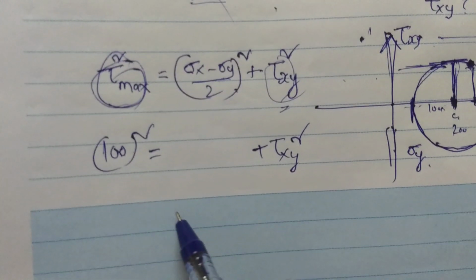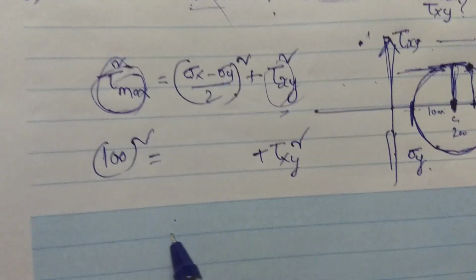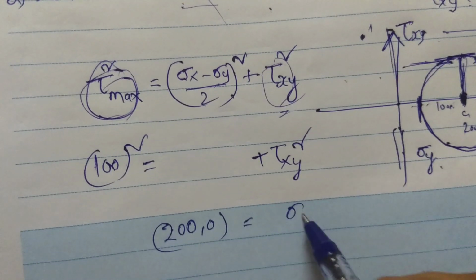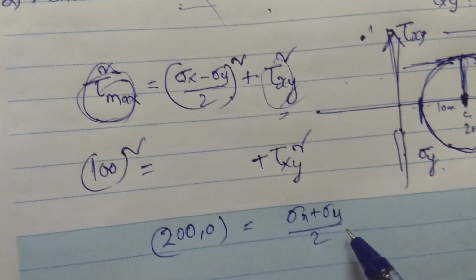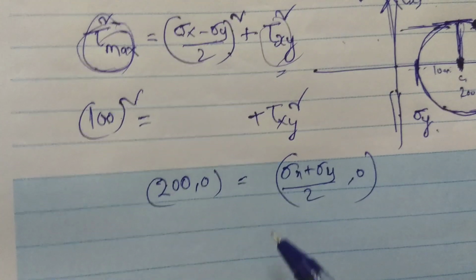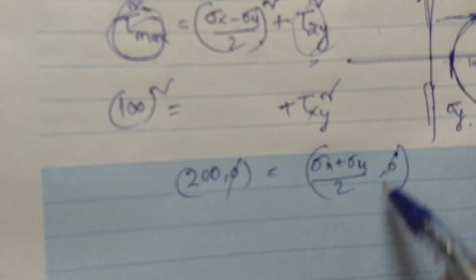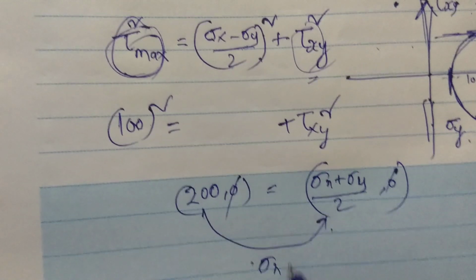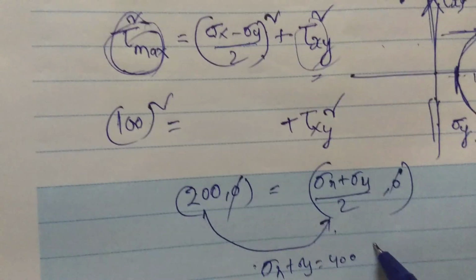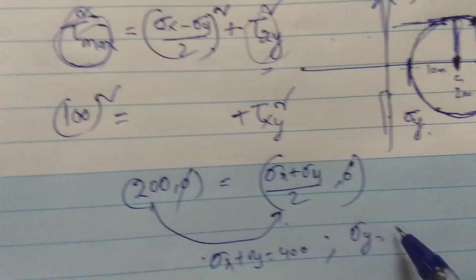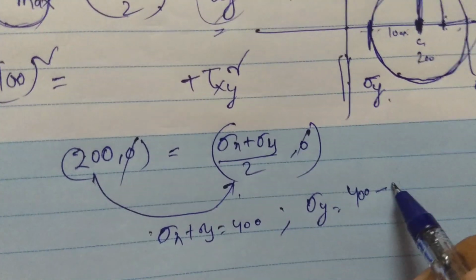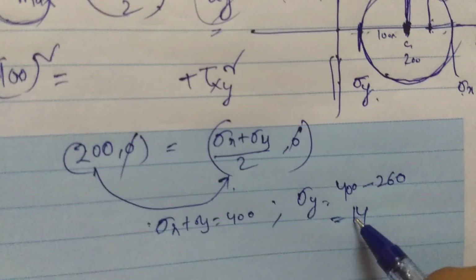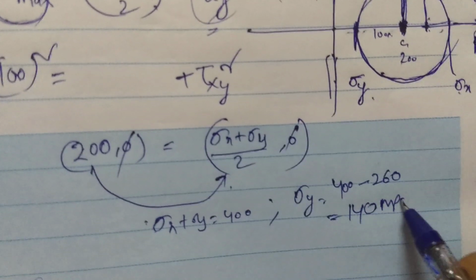Sigma y can be known from the given data. We have the center at 200 megapascals. So the center coordinates are 200, comma 0. The center is sigma x plus sigma y by 2, comma 0. This is the coordinate of the center of the Mohr circle. So 200 equals this. If we equate that, sigma x plus sigma y equals 400, where sigma y equals 400 minus sigma x, which is 260 MPa, so it is 140 MPa sigma y.